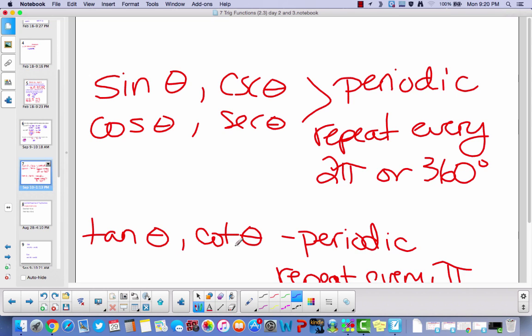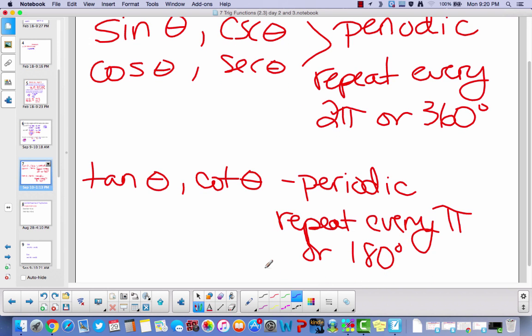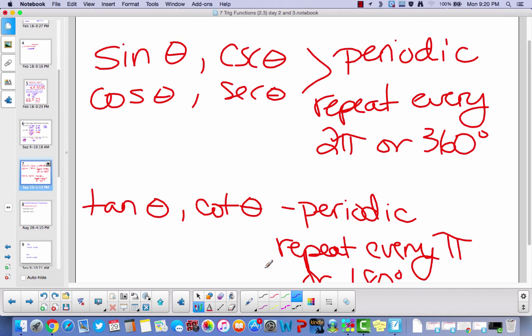We'll talk more about tangent and cotangent and their periodicity at a later date. Other than to notice that they repeat every pi or every 180 degrees, we're not going to worry so much about that today.